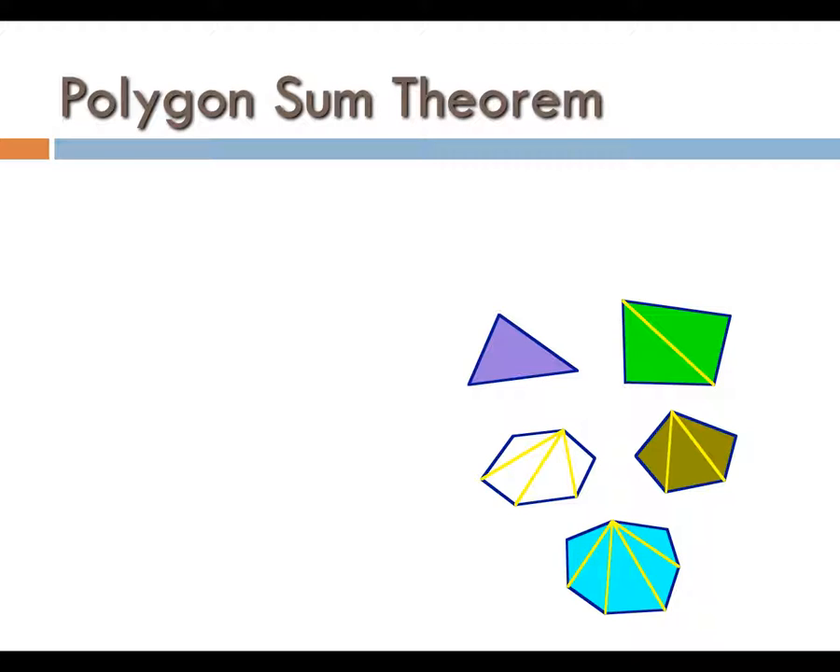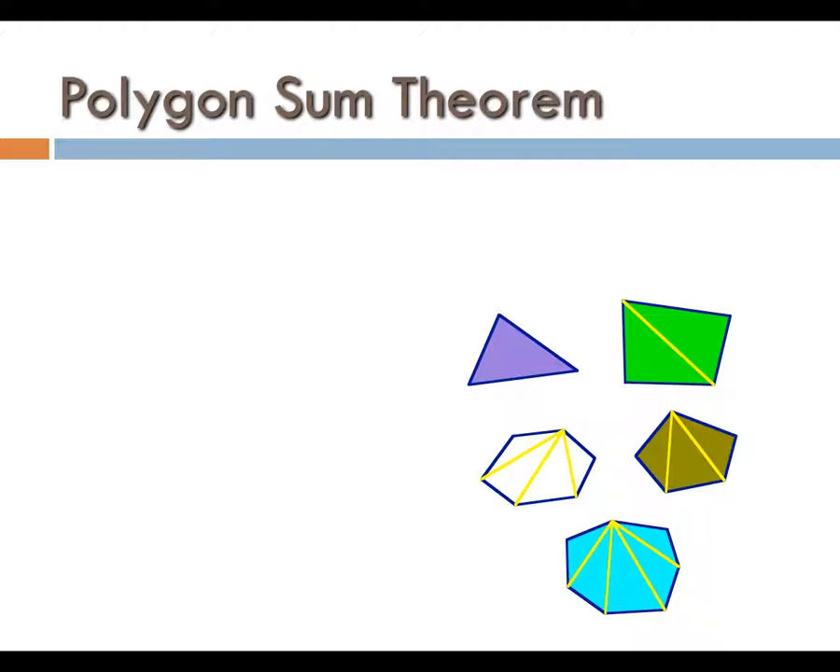How many triangles would I get? Let's review. 3 sides, 1 triangle. 4 sides, 2 triangles. 5 sides, 3 triangles. 6 sides, 4 triangles. 7 sides, 5 triangles. 15 sides, 13 triangles. n sides, n minus 2 triangles. And each of those has a sum of 180.